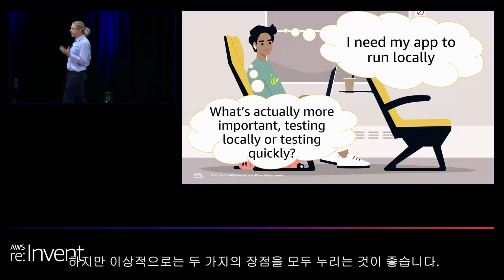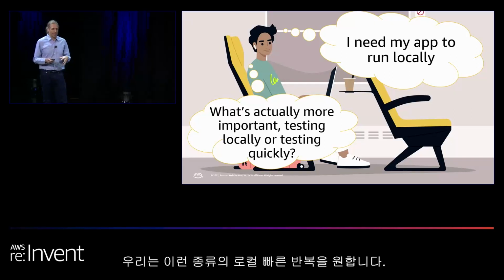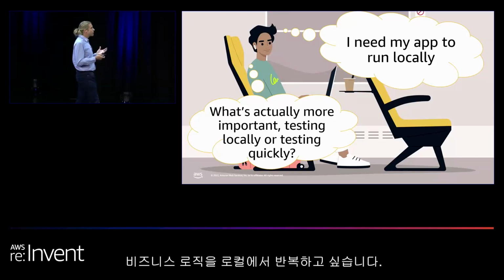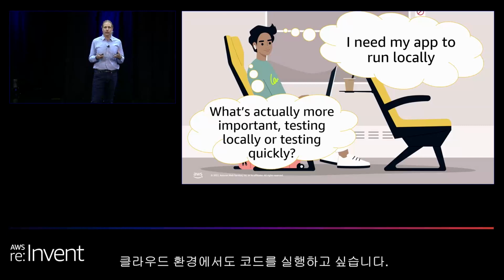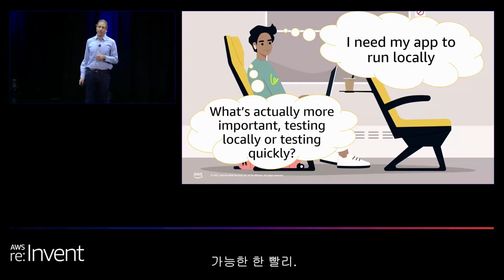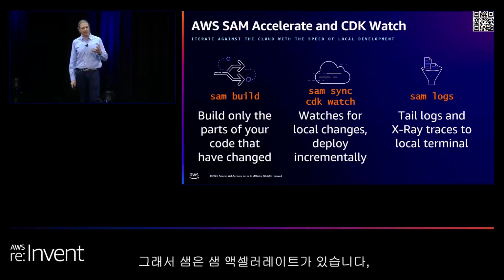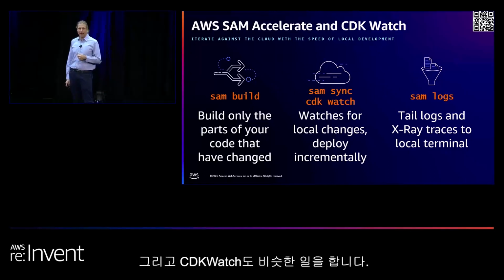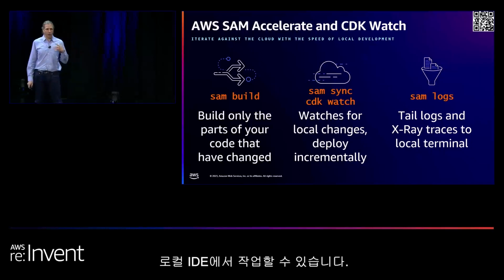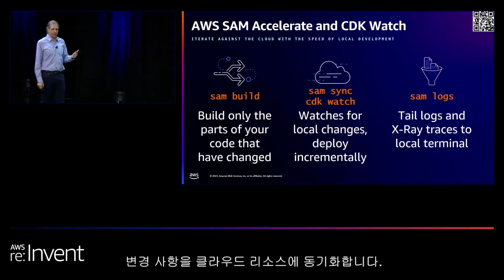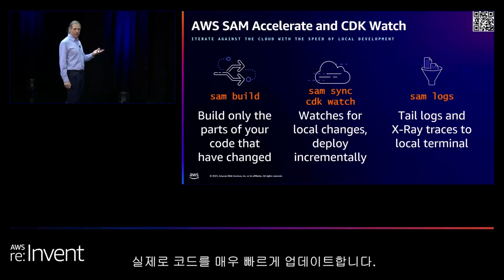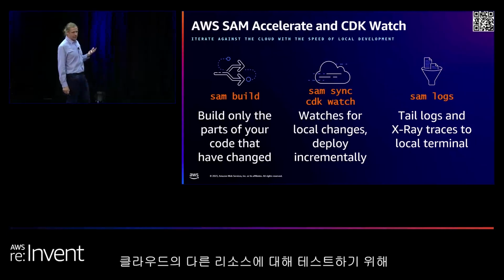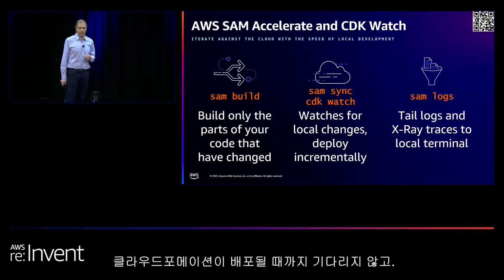But ideally we want the best of both worlds. We do want this local quick iteration and also in the cloud. You want to iterate locally on your business logic and then also run your code in a cloud environment as quickly as possible. SAM has SAM Accelerate, which helps you with just this. While you're developing, you can iterate against the cloud with the speed of local development. CDK Watch does a similar thing, and this allows you, really cleverly, to work in your local IDE and sync the changes to cloud resources. It really quickly updates code to test against other resources in the cloud without waiting for CloudFormation to deploy.